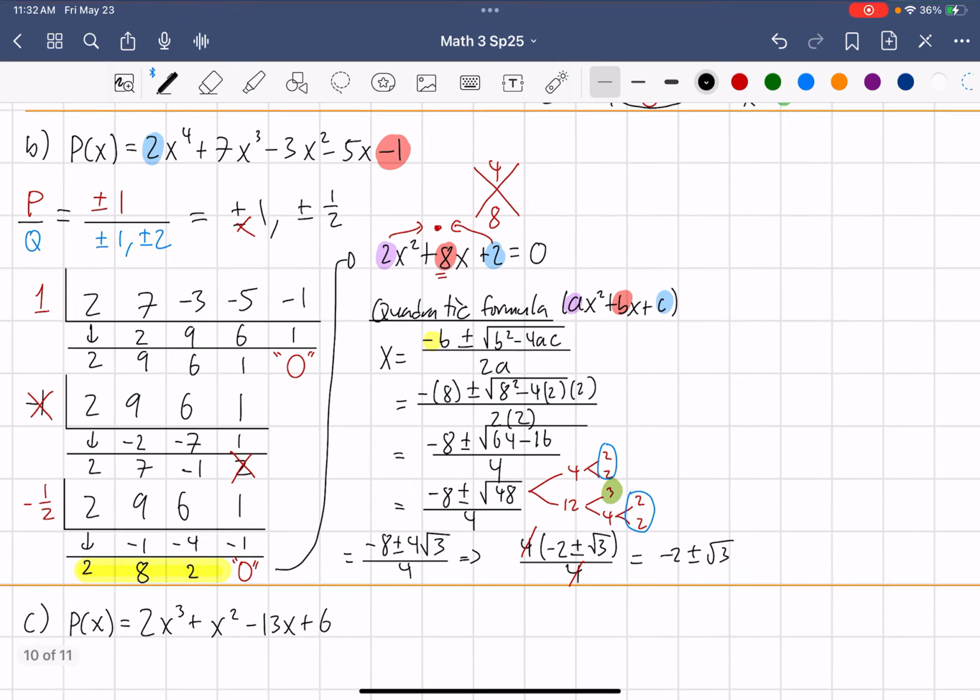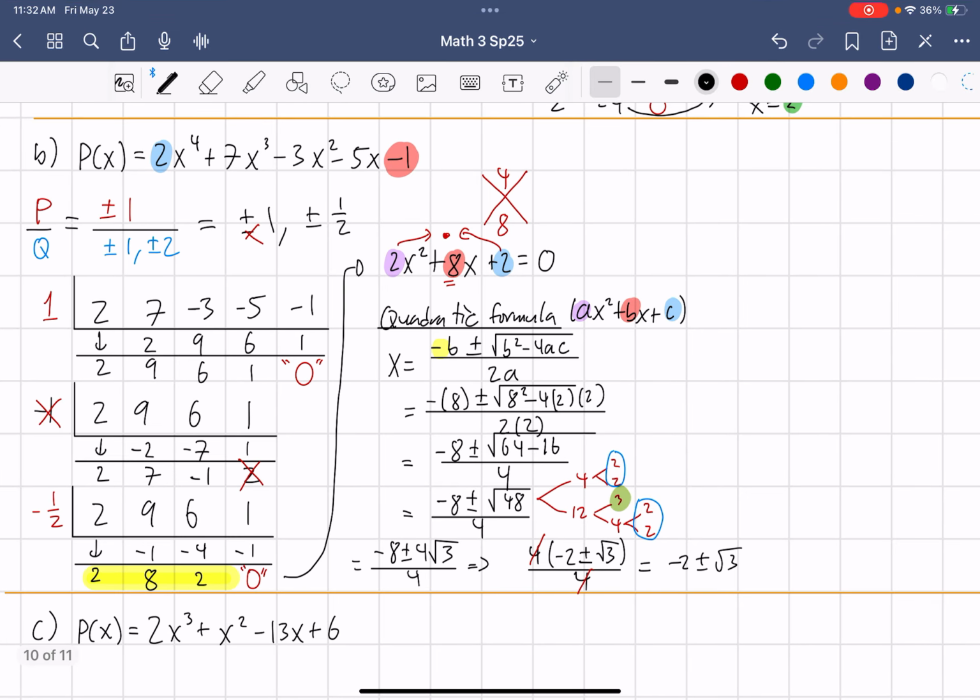And if you notice, those are our zeros. We have 1, 0, 2 zeros, and this is 3 and 4 because there's a positive one and there's a negative one. And when we look, our degree is 4. So we need 1, 2, 3, 4 zeros.